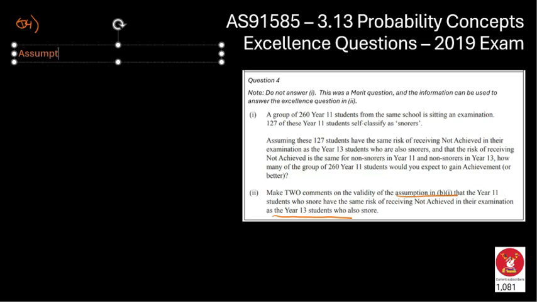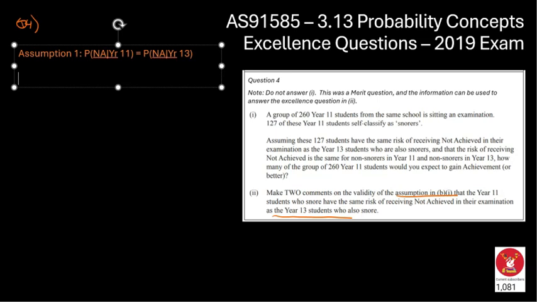So let's start thinking about my answer. So assumption number 1, we've actually assumed the probability of getting a not achieved given your year 11 is going to be the same as the probability of getting a not achieved given your year 13. And I'm not sure that's a good assumption because it kind of means year 13s and year 11s are all passing and failing at the same rate, which from my experience as a teacher, maybe your experience as a student, maybe that's not a fair and valid assumption.